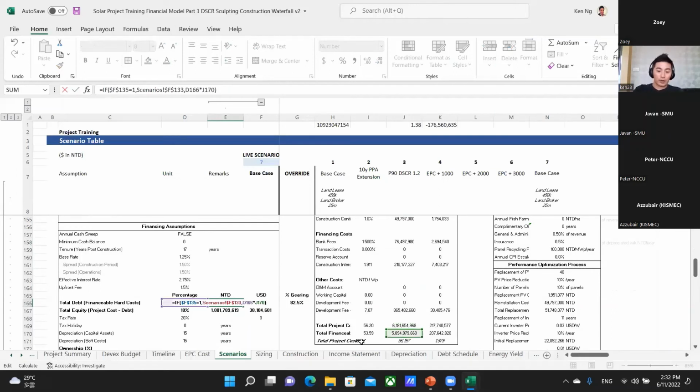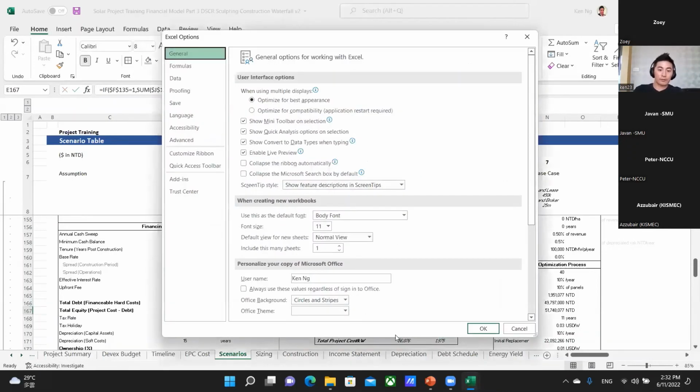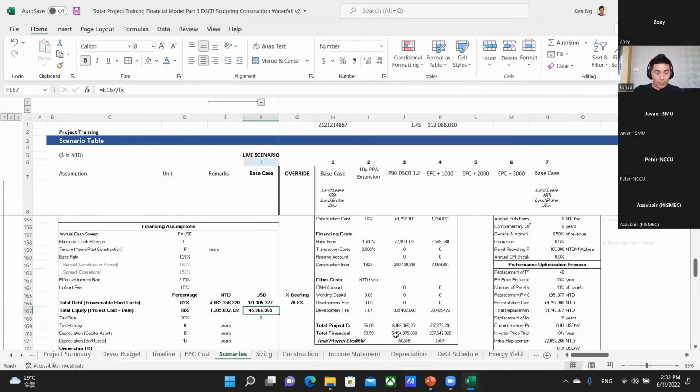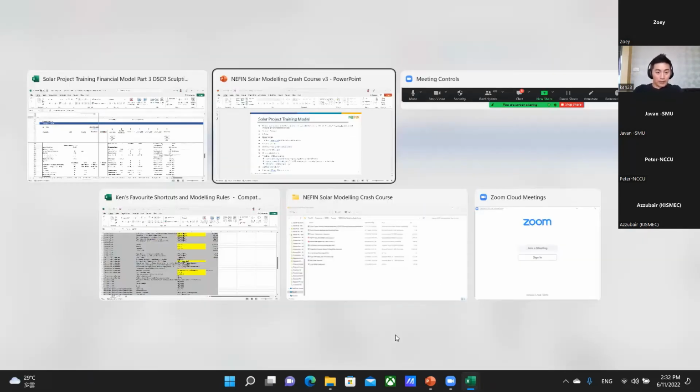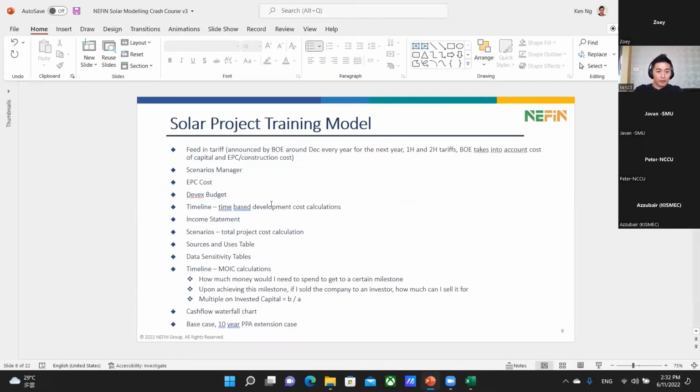So which is why you should always link it. To break the circular reference for this particular case, we multiplied the gearing by the total project cost excluding the financing. So then it avoids the circular reference. Yeah, so that is the circular reference bit in this part here that we were talking about.